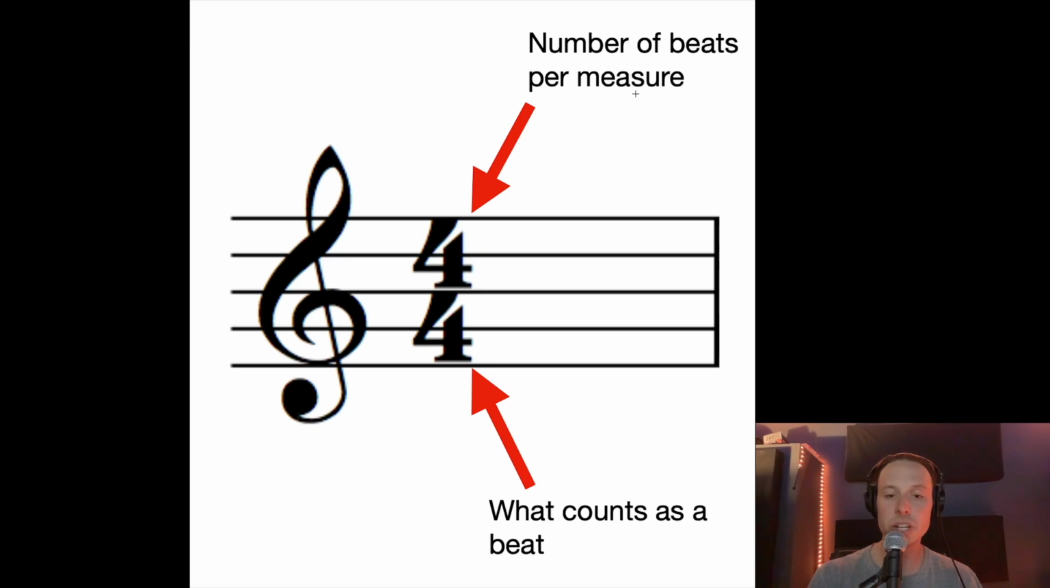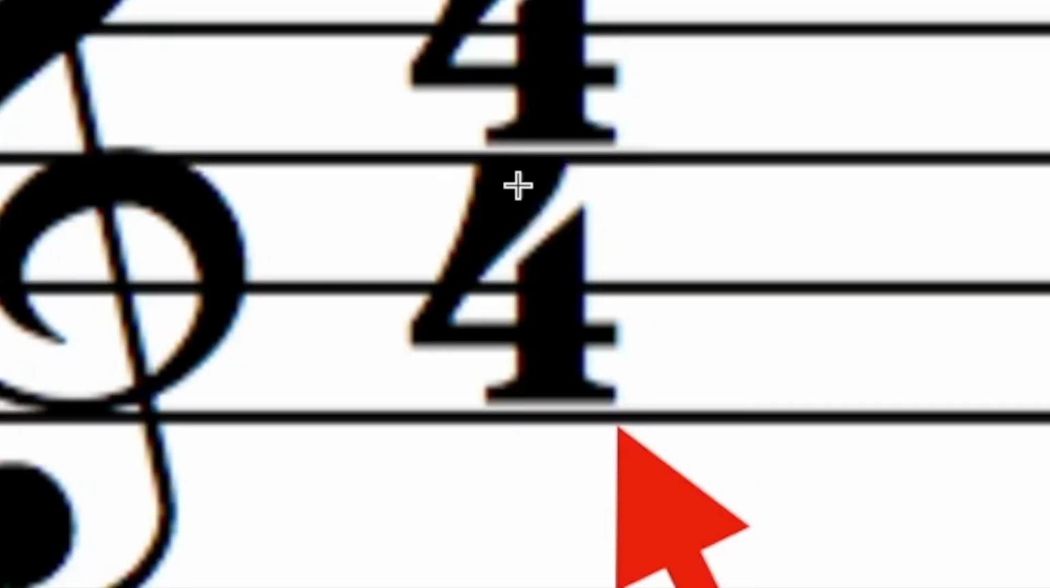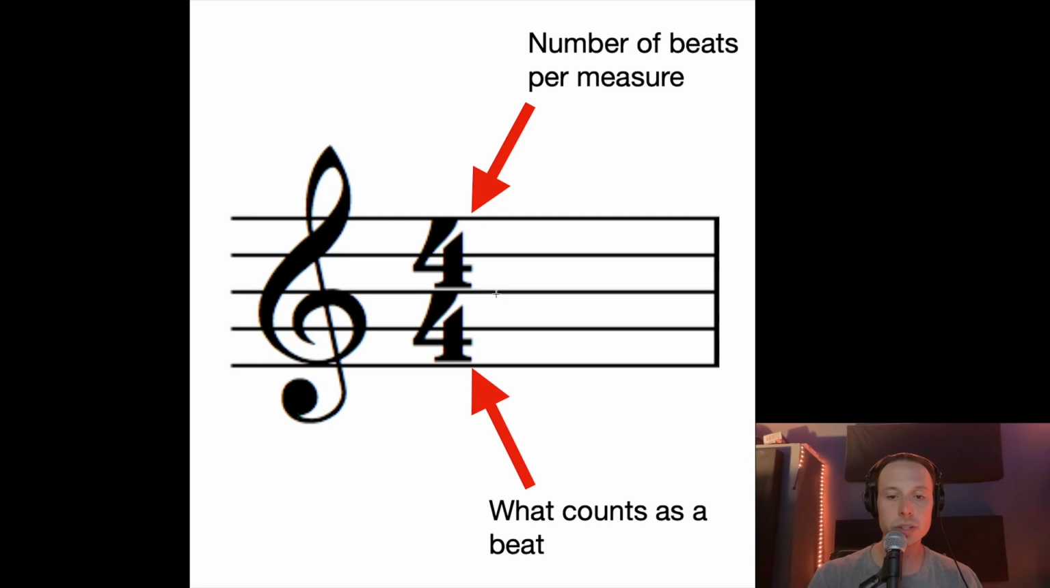And you can think of a measure as essentially a unit of music. On the bottom here, this number tells us which note counts as a beat. So for us, since we have a 4 on the bottom, we know that quarter notes are going to be counted as beats. And so once 4 quarter notes are in a measure, or 4 quarter notes worth of time are in a measure, we'll have one complete measure.